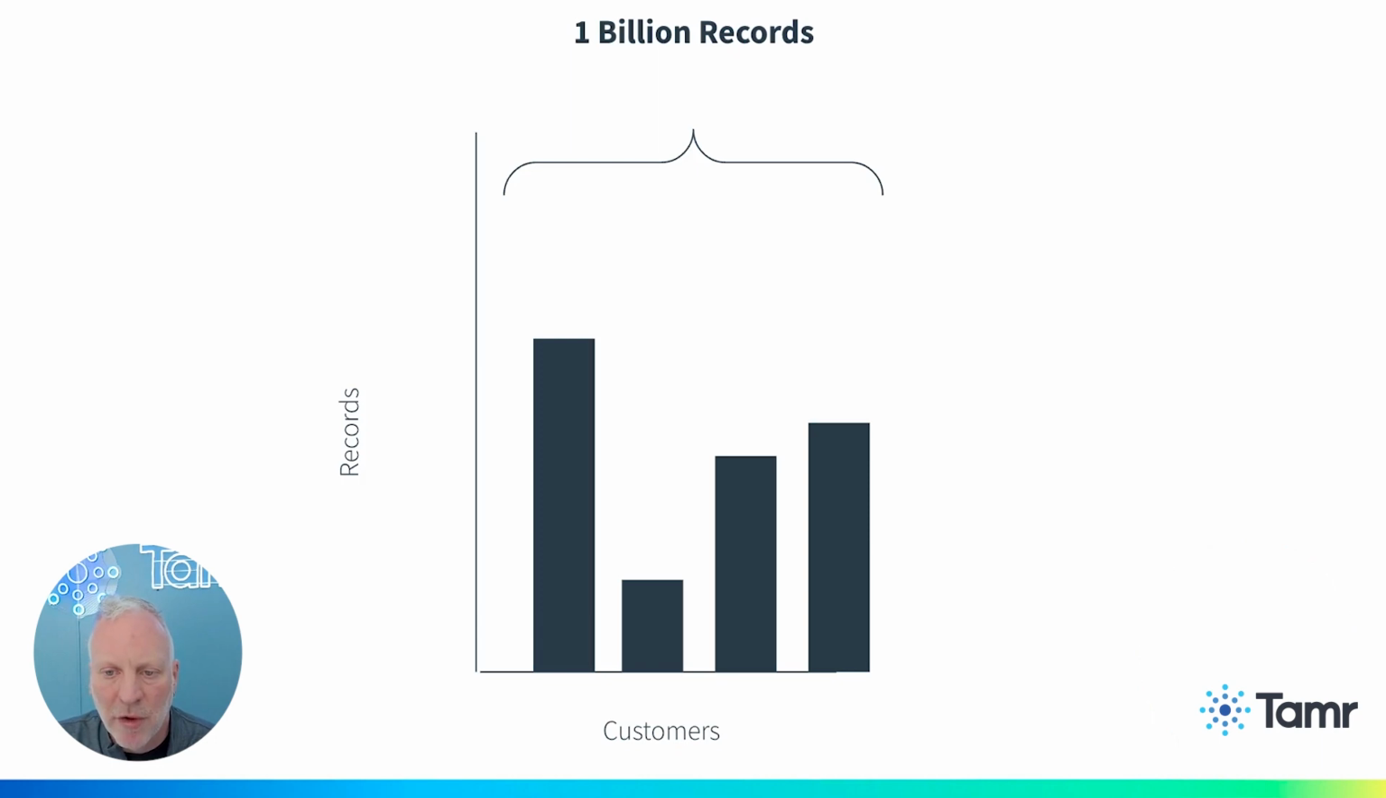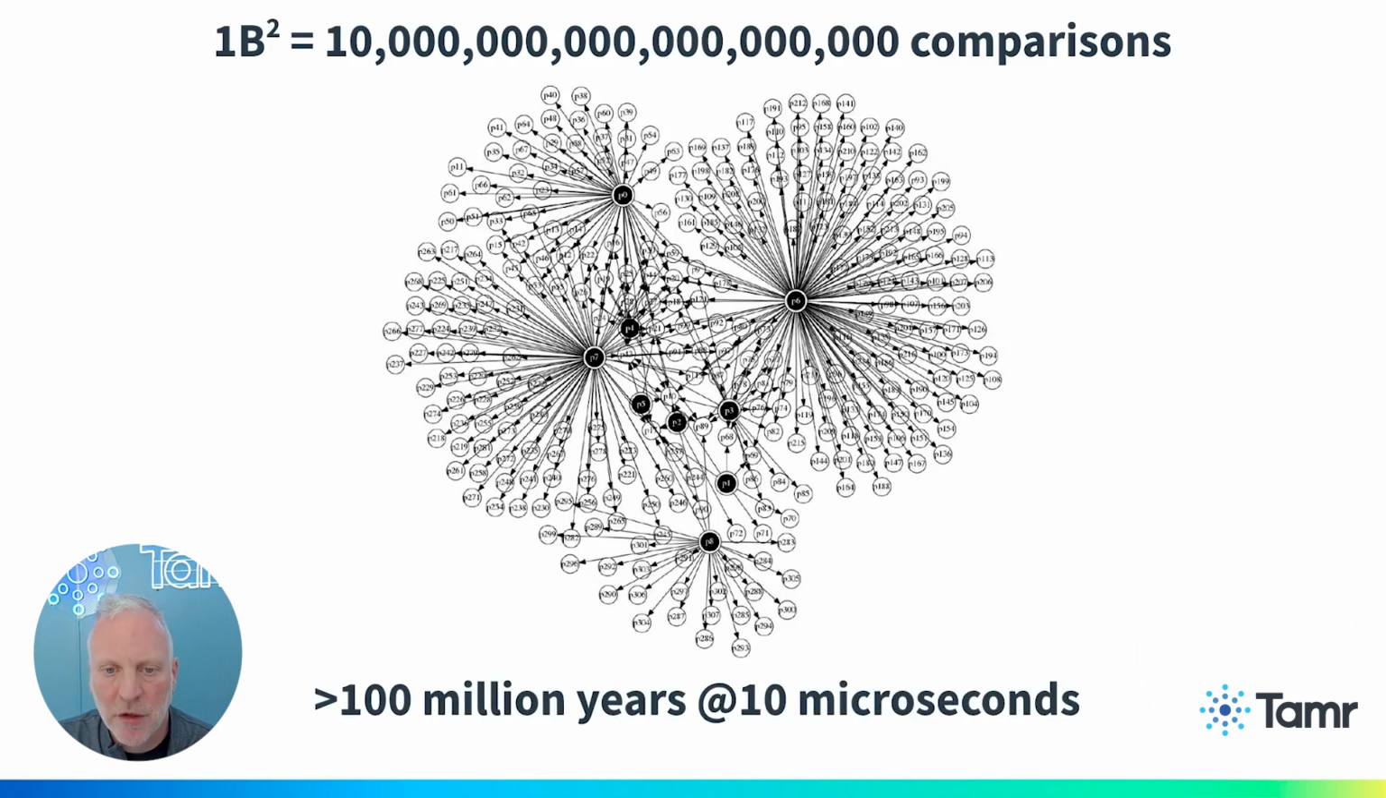Let's say we have 1 billion customer records, and we're trying to find records that represent the same customer. To do this, we need to compare every one of those billion records with every other of the billion records. This is 10 quintillion comparisons. If we can perform a comparison every 10 microseconds, it will take us 100 million years.